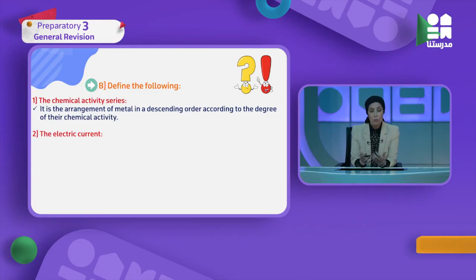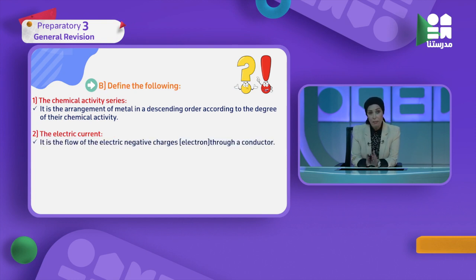Electric current. What's meant by electric current? It's the flow of electric charges, and we can also write electrons, through a conductor. So it's the flow of electric negative charges or electrons through a conductor. This is the definition of electric current.